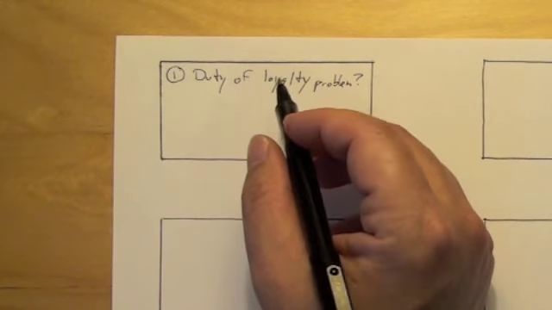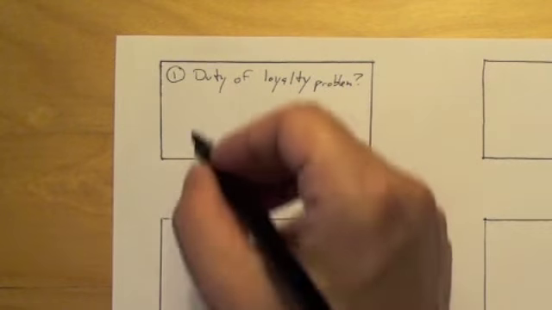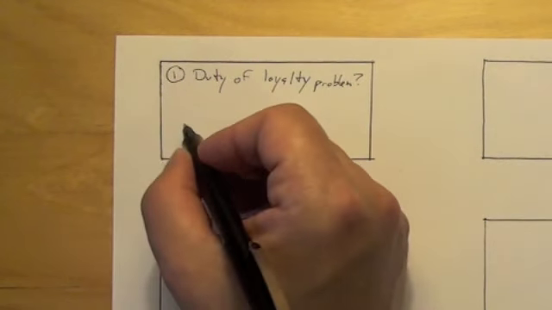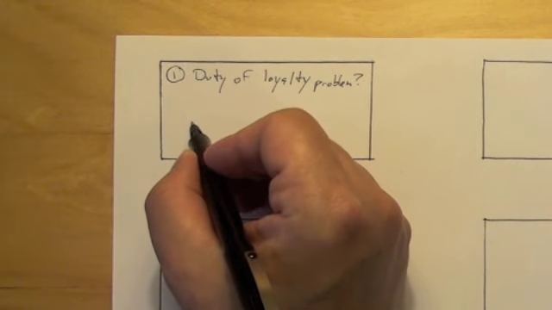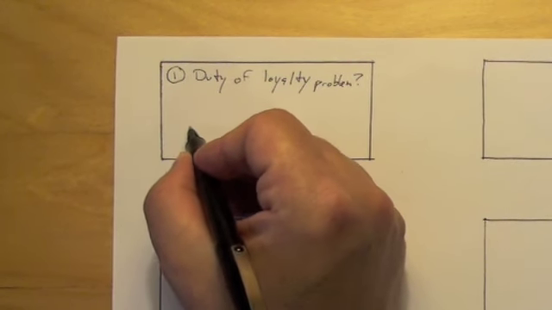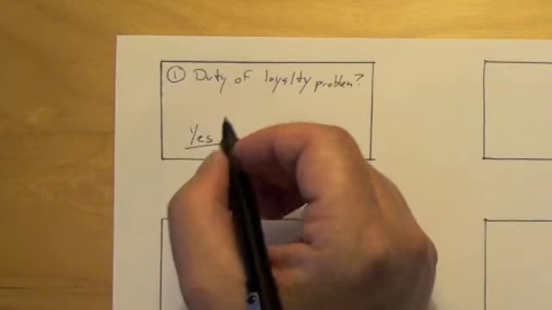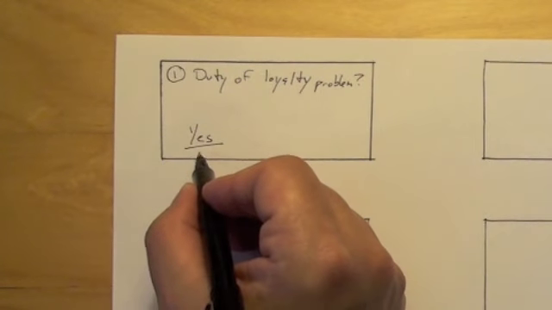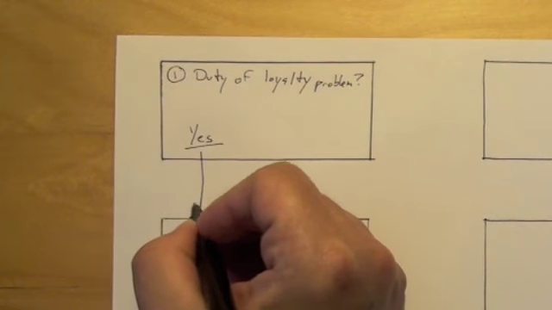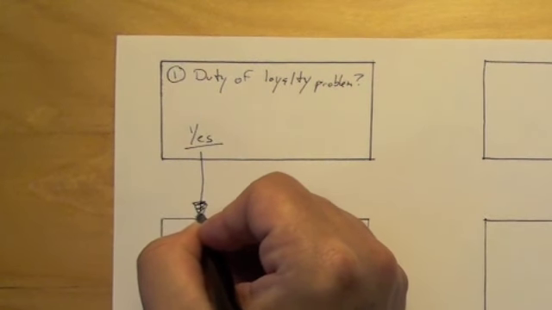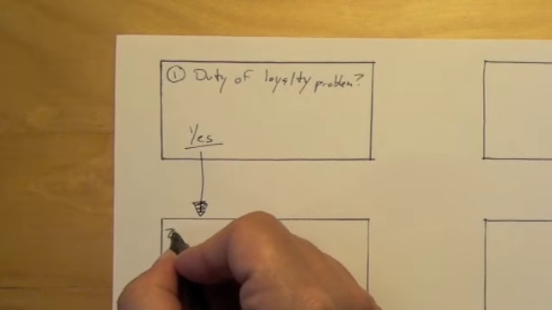And to make it, let's go down the straight way first and start with when you have a duty of loyalty problem. And the answer is yes, I do have one. What do I have to ask myself next, right? And so we put a yes here. We'll draw an arrow. Because when you say yes, we have to go to box 2.